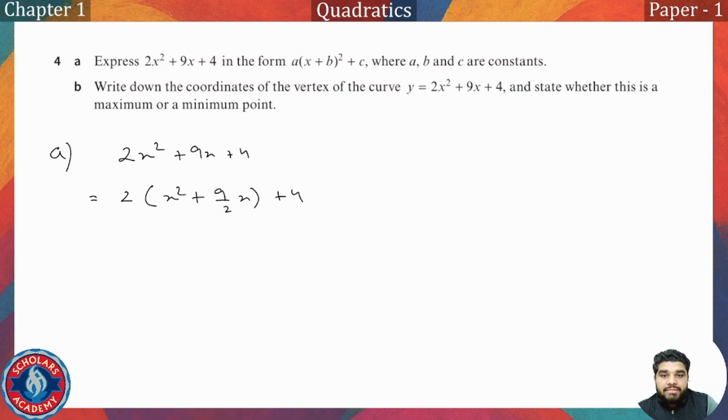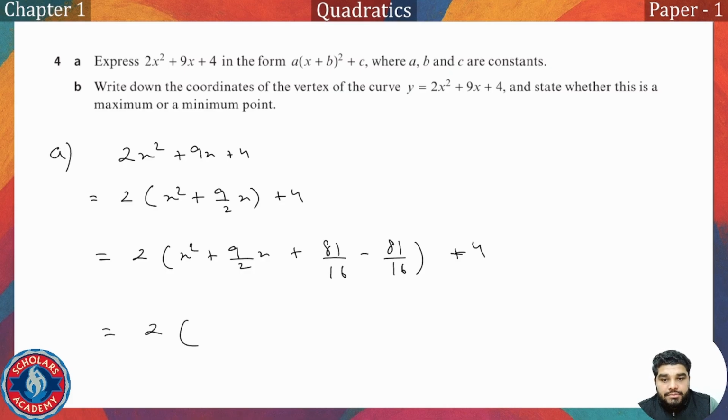So for completing the square, this is 2b. So we'll add b square, where b is 9 by 4. So 2 times x square plus 9 by 2 x plus 81 by 16 minus 81 by 16 plus 4. So from here we get 2 times x square plus 9 by 2 x plus 81 by 16, minus 81 by 8 plus 4.